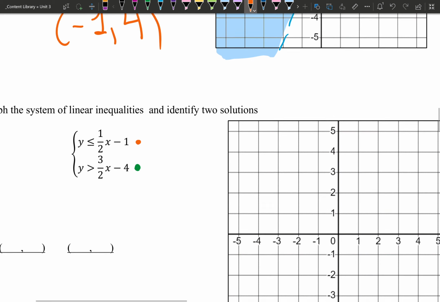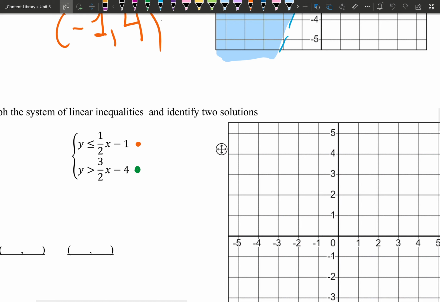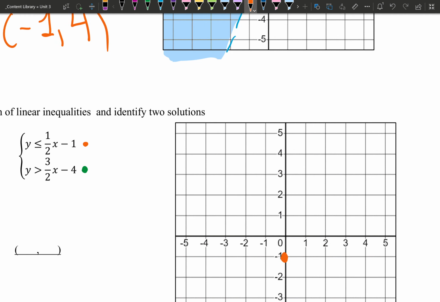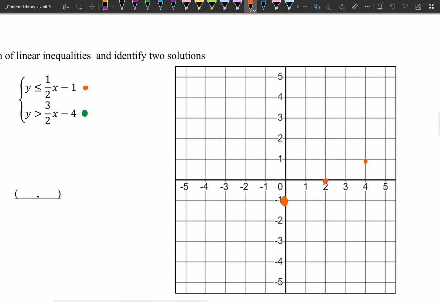The first inequality starts at -1, so I'm going to put a dot on -1. My slope is 1/2. That means I'm going up 1 to the right 2, and I'll do that until I run out of room. I'm also going to do it backwards. Perfect. This symbol has a solid line underneath it, so I'm going to connect everything with a solid line.